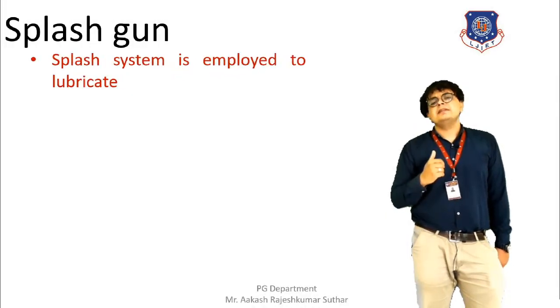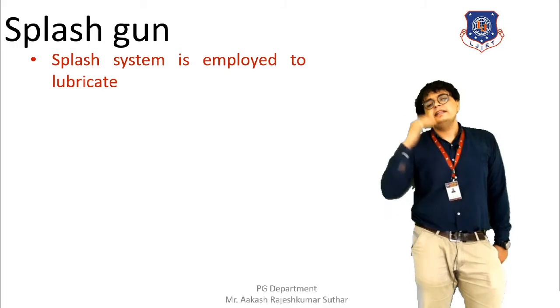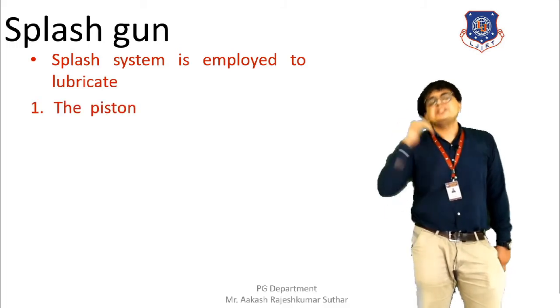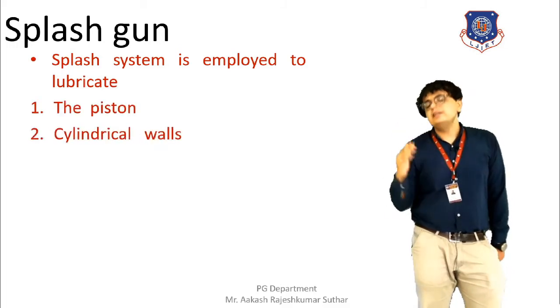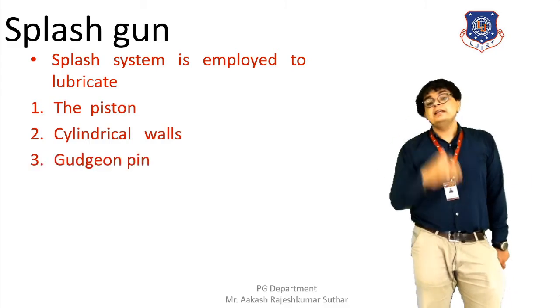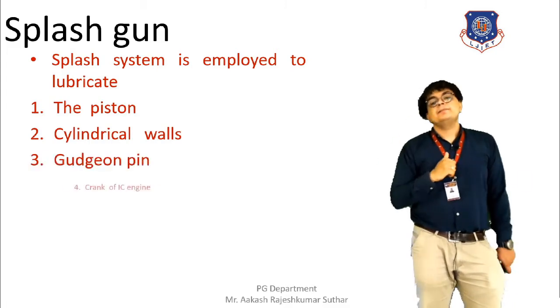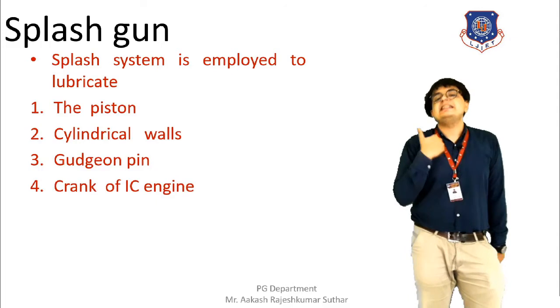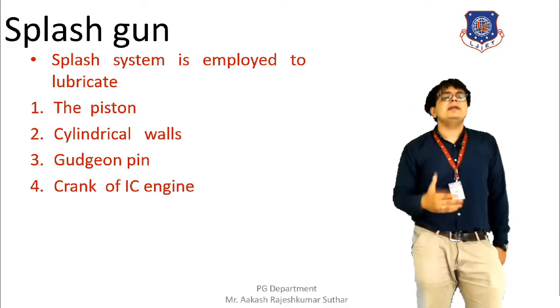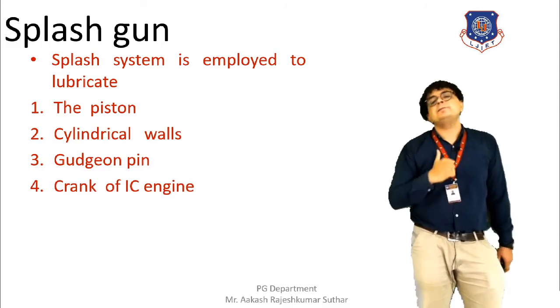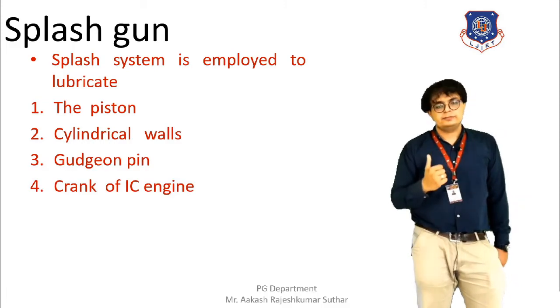Briefly speaking, the splash system is employed to lubricate the piston, the cylindrical wall, the gudgeon pin, and the crank of the IC engine. So such kinds of equipment are lubricated with the help of the splash gun.